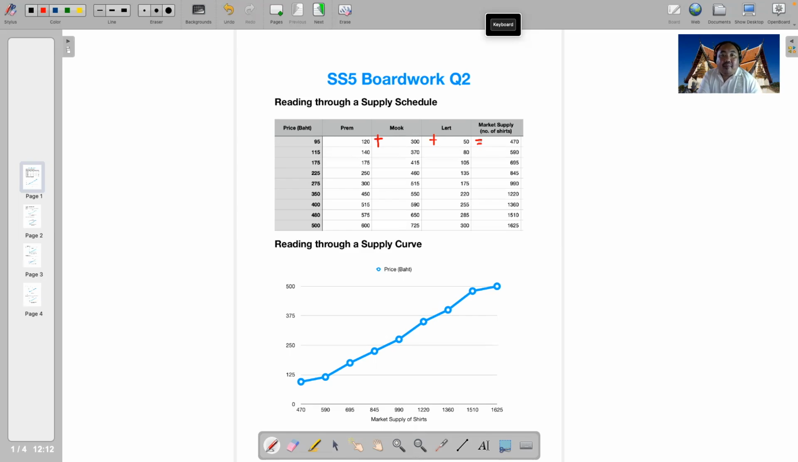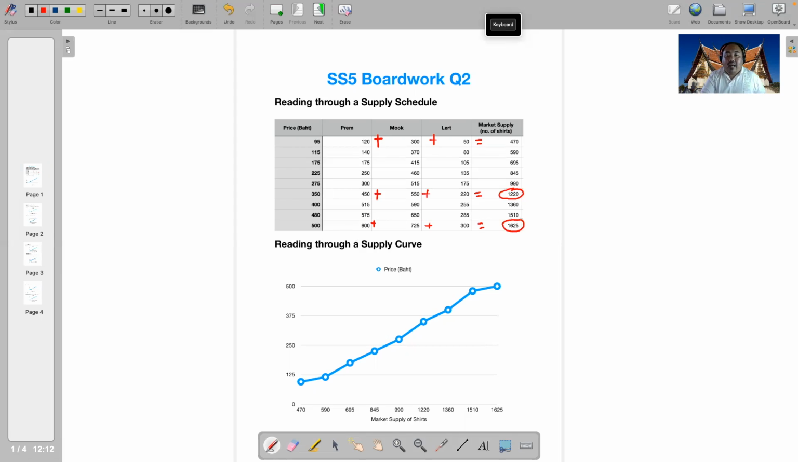Supposing the price of a shirt increases to 350. Well, we just again add and we get the entire market's supply at 1,220. And at the top end, when the price of a shirt is 500 baht, then the entire market will be flooded with 1,625 pieces of that shirt.